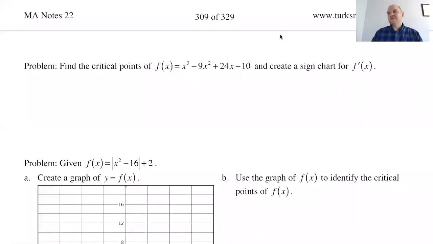All right, I'm back. We're on page 310, and we just learned what a critical point was. A critical point is a point in the domain of the function at which the derivative is 0 or the derivative is undefined. Now we're going to use that information and see if we can solve some problems.